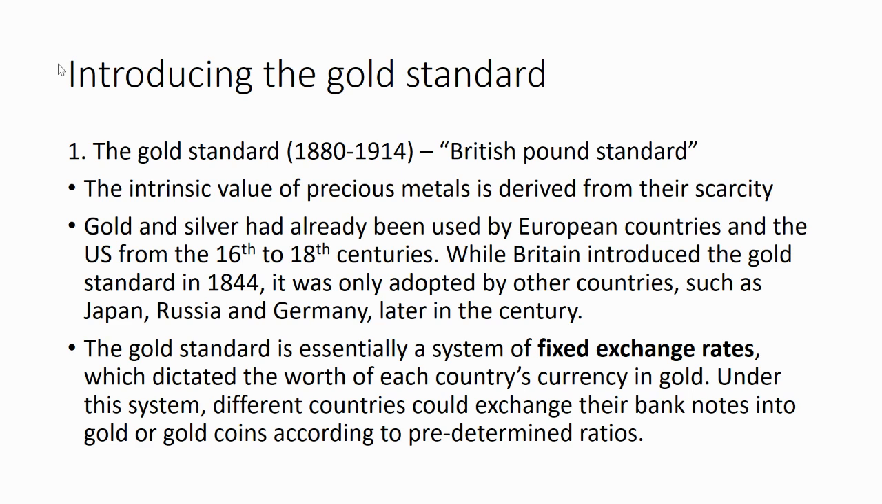So I believe one pound sterling was worth 113 grains of gold, whereas the US dollar was worth between 22 and 24 grains of gold. So there was an exchange rate between the pound and the US dollar, right, of 1 pound being $4.86, because of the ratio of their worth in gold. So essentially, different countries would exchange their banknotes into gold or gold coins according to these ratios.